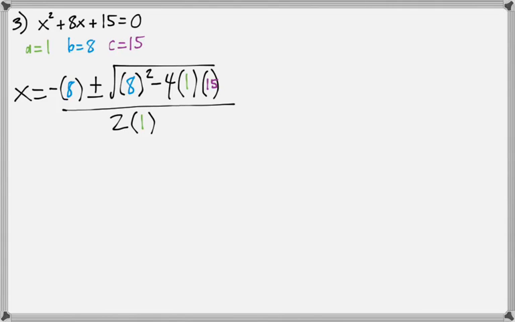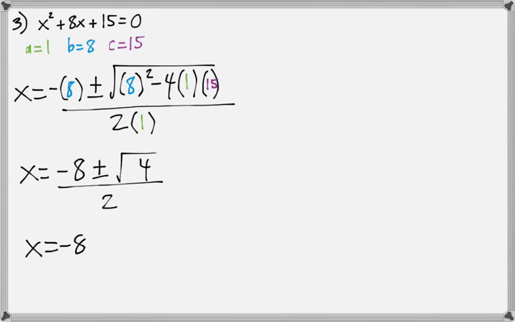And now I need to simplify. So this will be negative 8 plus or minus square root of 4. I made that a little bit too big. And this is all over 2. So the square root of 4, that's just 2. And now that there's no more radicals, we should be able to get two regular numbers.